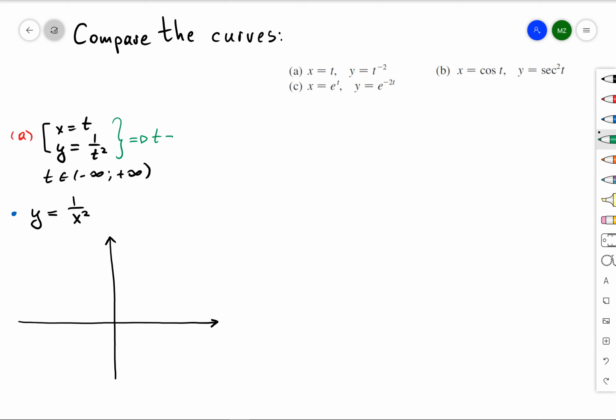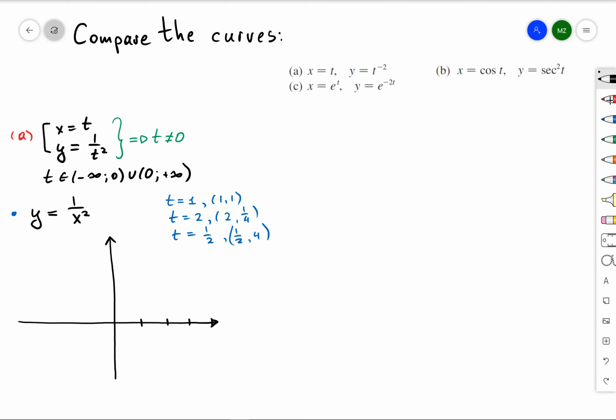So for that, what do we need to do? Let's first analyze the possible restrictions for t, and you can see that t doesn't equal 0. So my restriction for t is that t goes from negative infinity to 0, union from 0 to positive infinity. So let's plug in some points in order to sketch our graph. I'm going to plug in t equal to 1, 2, and 1/2, and I'm going to get corresponding points: (1, 1) for t equal to 1, (2, 1/4) for t equal to 2, and (1/2, 4) for t equal to 1/2.